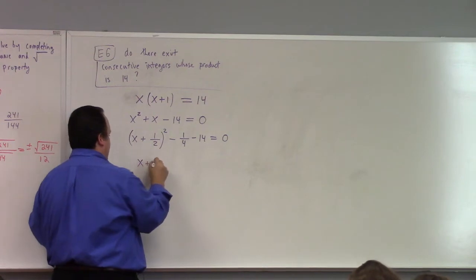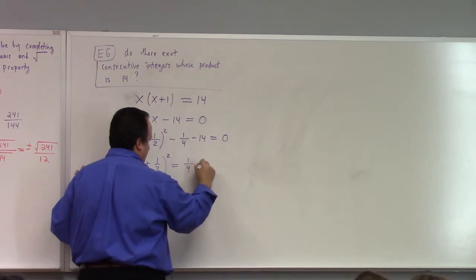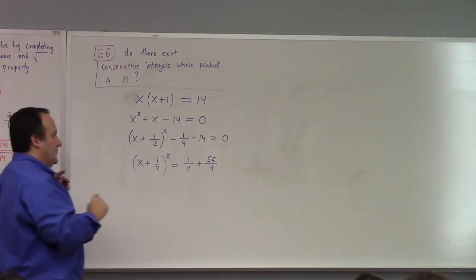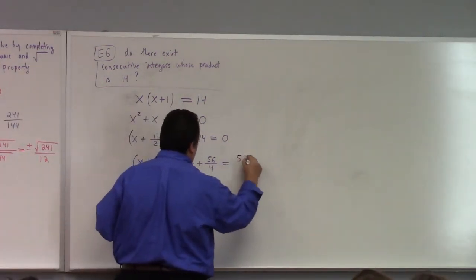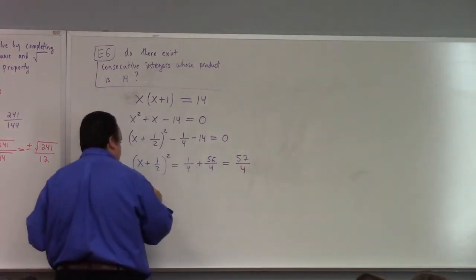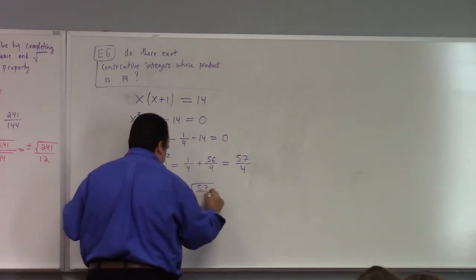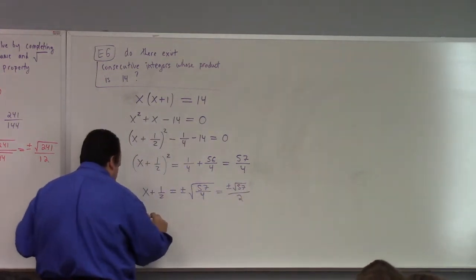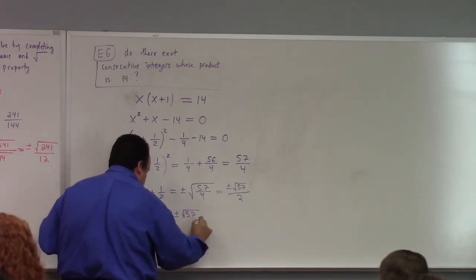So that gives me x plus a half quantity squared is equal to a quarter plus 14. But I'm going to rewrite 14 as 56 over 4, because 4 times 14 is 40 plus 16, which is 56. And so that's 57 over 4. It's not looking good for our integers here. So x plus a half is plus or minus the square root of 57 over 4, which of course is plus or minus the square root of 57 over 2. So the answer is x is equal to minus 1 plus or minus the square root of 57 over 2.